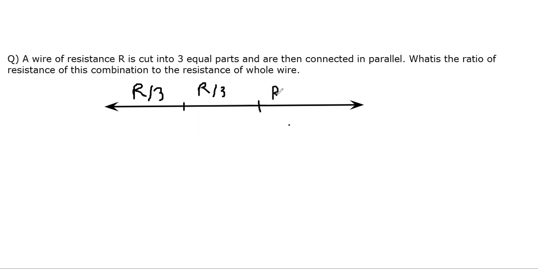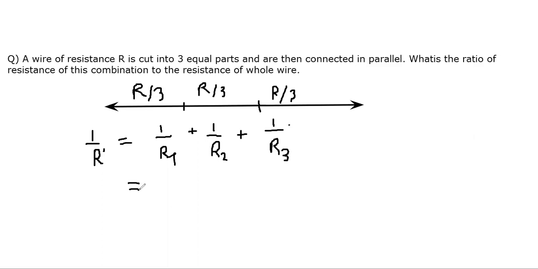And now these wires are connected in parallel. Now you all know the formula to solve a parallel combination. If it is connected in parallel, let us use the formula: 1 by R dash equal to 1 by R1 plus 1 by R2 plus 1 by R3. It has been discussed in earlier videos also. The value of R1, R2, R3 is the same, that is R by 3.